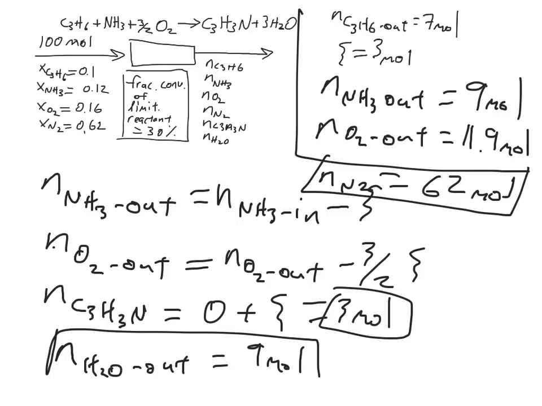And that's it. That's the problem here. Again, illustrating how we use extent to solve a problem. And again, once we know this extent, we know a lot of information, and we can apply it to all of the different species in this reaction to find out how much is reacted and how much comes out of our reactor. And that's the power of extent.